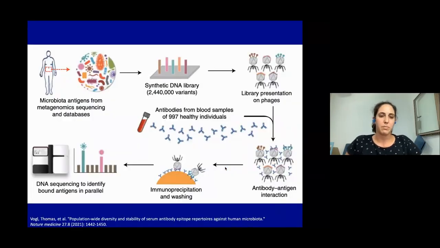We recently published a paper about the specific antigen assay, where we created a synthetic DNA library and presented the DNA using phage display. And we've added this to different blood samples of nearly 1,000 healthy individuals. Using immunoprecipitation and washing, we discover exactly which antibodies each individual has.